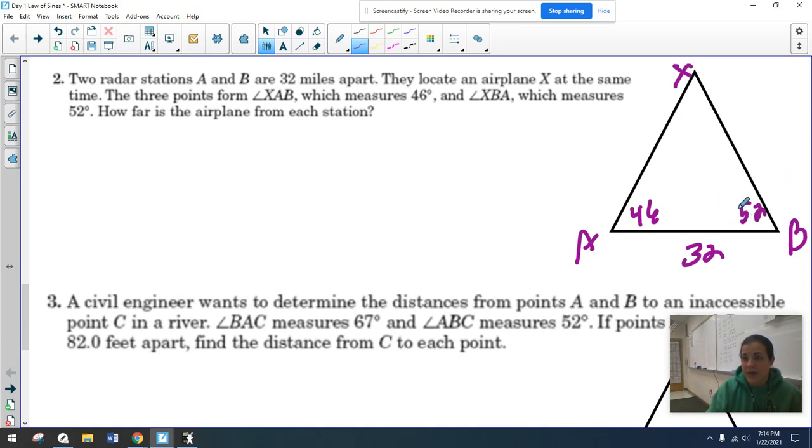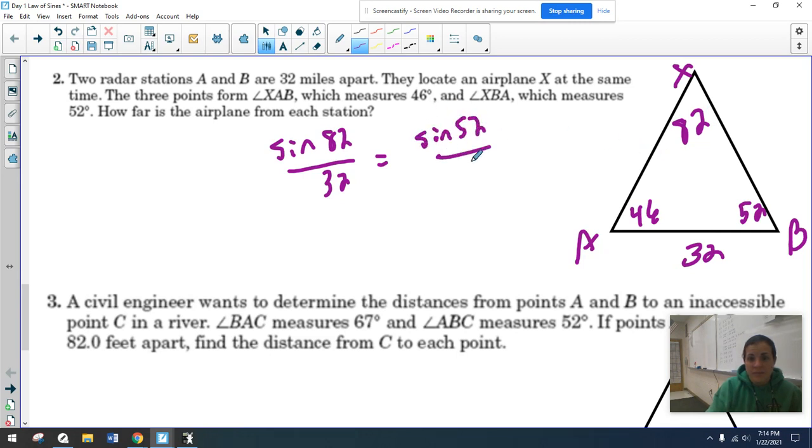So subtract from 180, that's 98. So 82 would be this one. So you can do sine of 82 over 32. Then you could do sine of 52 over little b. And you can also do sine of 46 over little a. Now it says which measures, how far is the airplane from each station? So they're asking you to find little a and little b. That's what they're asking for.